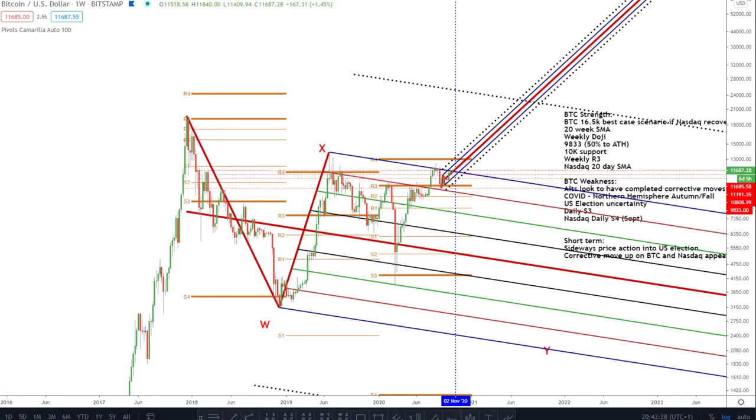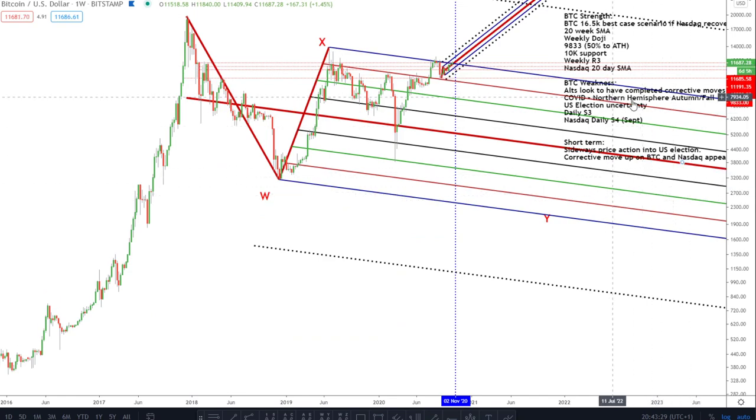Just going back. We've got the NASDAQ 20-day SMA, which we're currently above. So that's looking at it from the stock market point of view. Those are the reasons for strength. That's basically why 10K is support here. Loads of reasons for support at 10K.